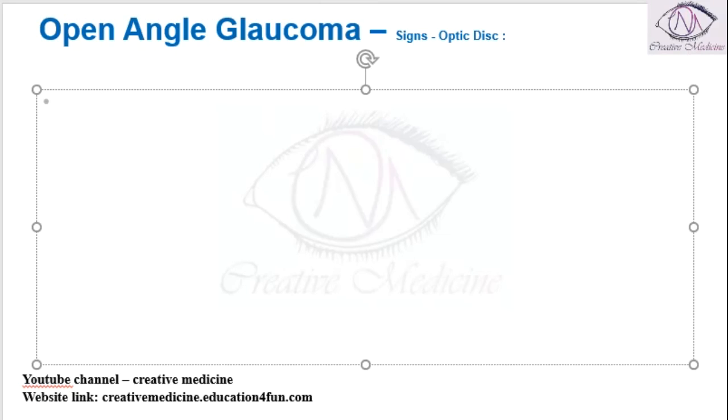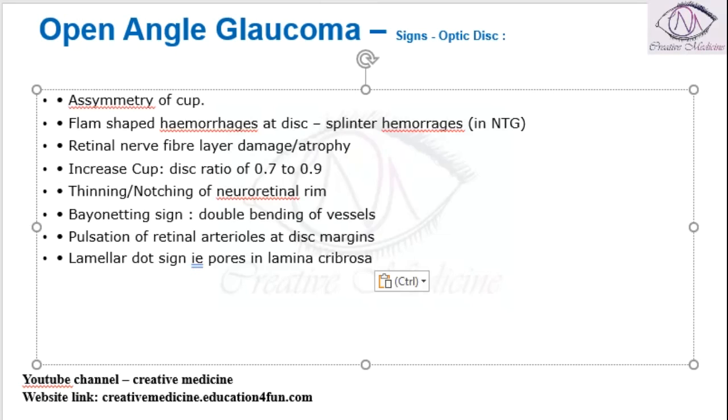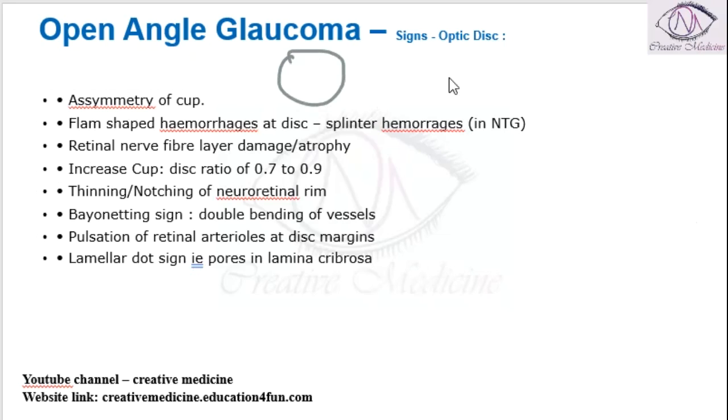the actual changes are: there is asymmetry of the cup seen. That is the difference between both the cups. If you see right and left, the right optic disc and the left optic disc are asymmetric. They are not symmetrical. Then we have flame shaped hemorrhages, especially sphincter hemorrhages. These sphincter hemorrhages are mainly seen in neovascular glaucoma.